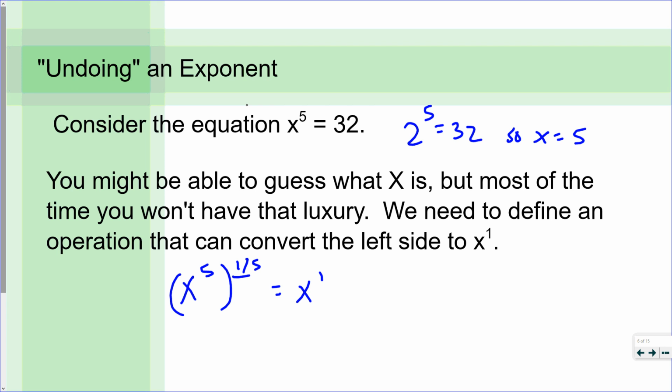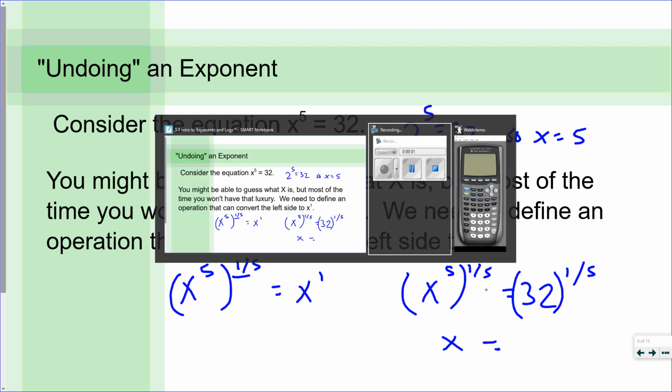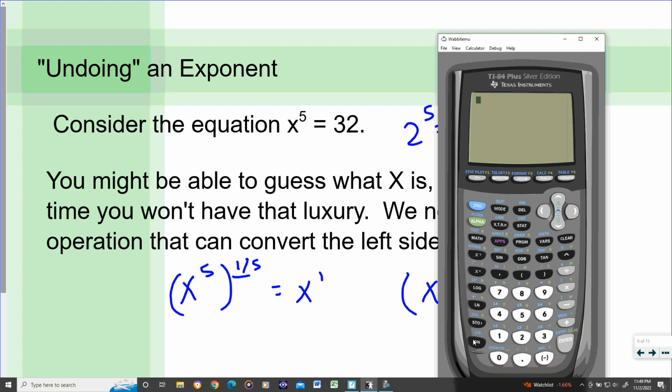So what I'm going to do is take this equation, x to the fifth equals 32, and raise both sides to the 1/5 power, like that. On this side, these cancel. I'm left with x, and then I'm left with the 1/5 power. Now, again, we know what the answer is, but let's look at the calculator to be sure. I'm going to turn on the calculator here, and I'm going to do 32 exponent 1 divided by 5, and boom, the answer is 2, exactly as we expect.